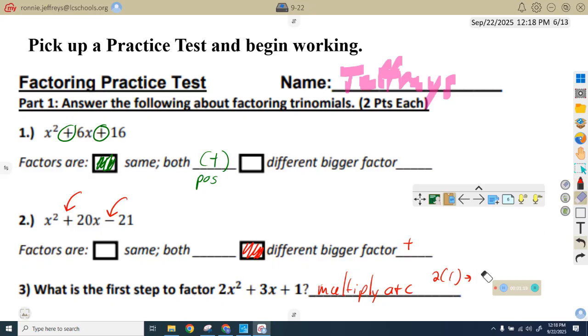I don't know what I was doing with those numbers. Really? It's going to be one of those days. All right.